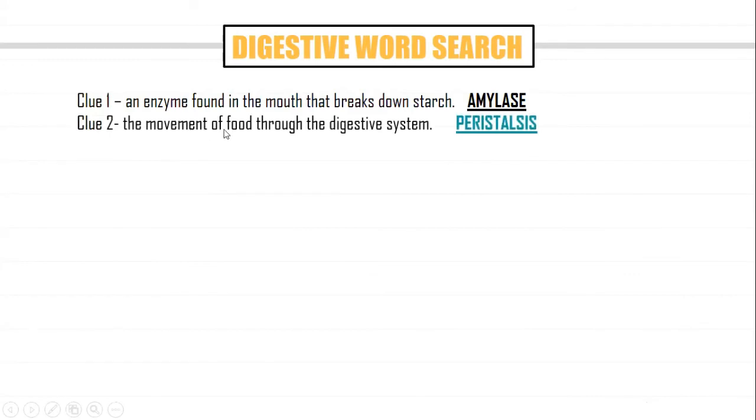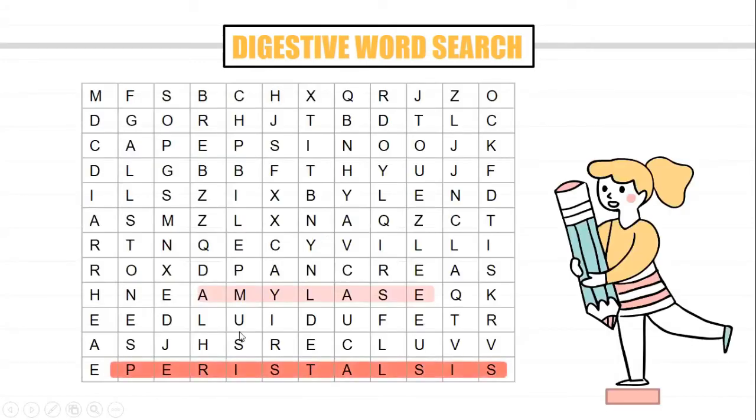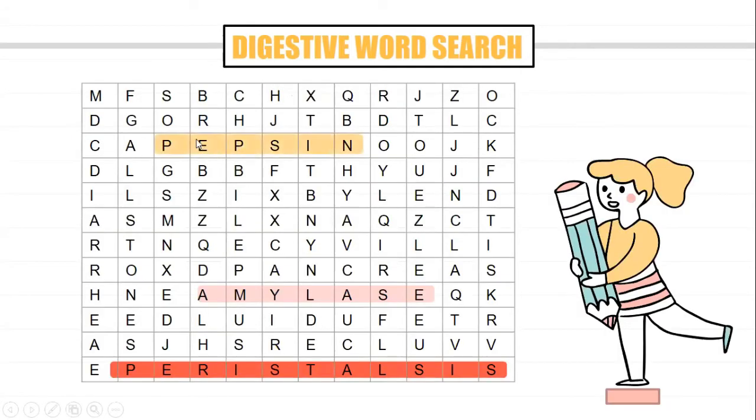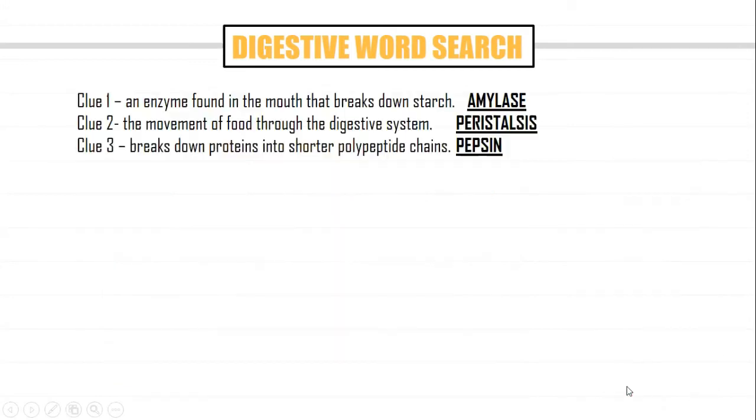Next, it is the movement of food through the digestive system. So the answer is the peristalsis, and the peristalsis can be found there. Next, it breaks down the protein into shorter polypeptide chains. So the answer is the pepsin. So the pepsin can be found there.